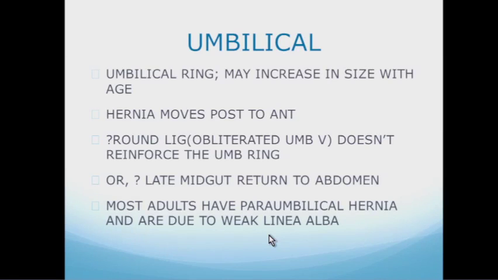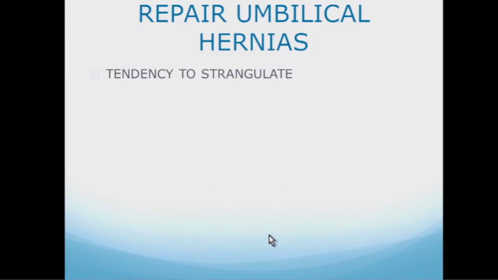Umbilical hernias occur at the umbilical ring. They may increase in size with age. The hernia moves posterior to anterior once again. These may occur because the round ligament, the obliterated umbilical vein, doesn't reinforce the umbilical ring satisfactorily. Or maybe they occur at the umbilicus because of late midgut return to the abdomen. Most adults have a para-umbilical hernia and are due to a weak linea alba. The hernia, therefore, does not come directly from behind the umbilicus. You need to repair umbilical hernias because of the tendency to strangulate.